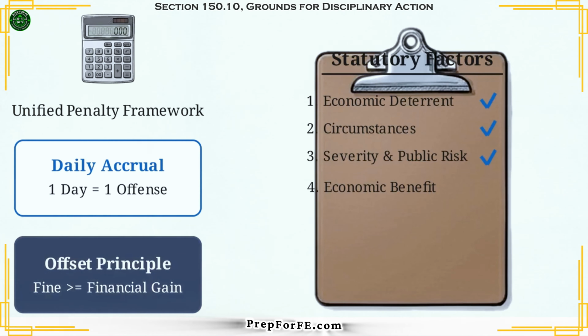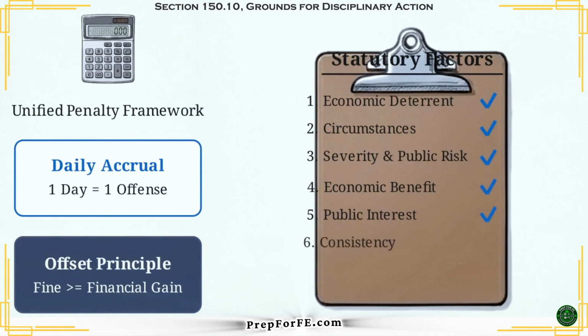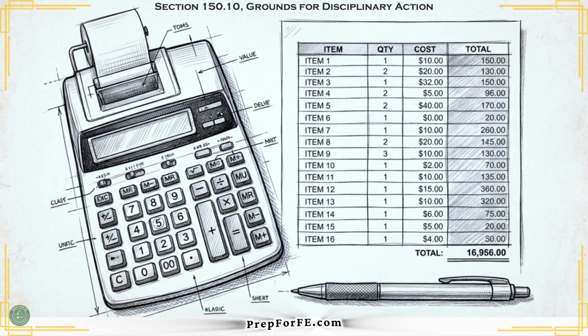This calculation ensures that a violator cannot profit from their actions. The fine is intended to offset any financial gain achieved by ignoring the law. Finally, the board considers the interest of the public and ensures the fine is consistent with past penalties for similar offenses. This shared framework ensures that fines are calculated objectively, based on risk and economics across all jurisdictions.